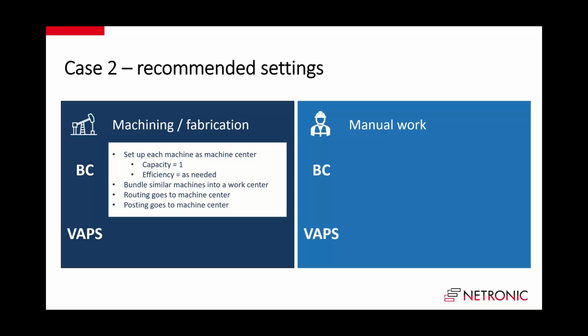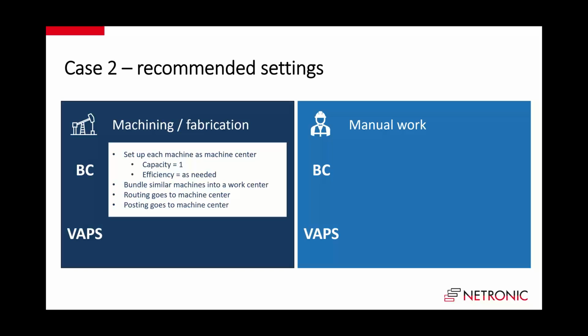And then typically we recommend that you bundle similar machines into a work center, so that, for example, if you have a bunch of CNC machines, then you create a work center CNC, and you put all your CNC machines into this work center, because this makes it easier for you to track the work that you schedule to all those CNC machines visually when you work with a tool like the VAPS. And of course, in this case, you define the routing so that it goes to the machine center. You define in advance, okay, this goes to my CNC 5, or this goes to my SAW 1 or whatever. And then also the posting goes to the machine center.